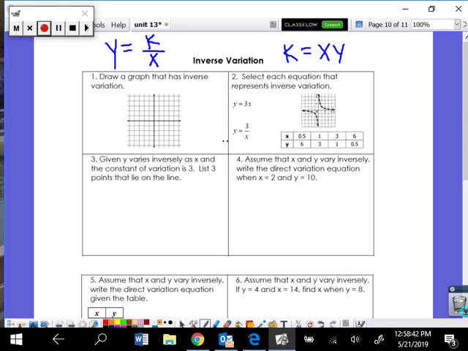Okay, so I would say try working these first four by yourself. Pause the video and see what you can do on your own. I'll write in the answers and you can just check yourself, but pause it and see what you get.